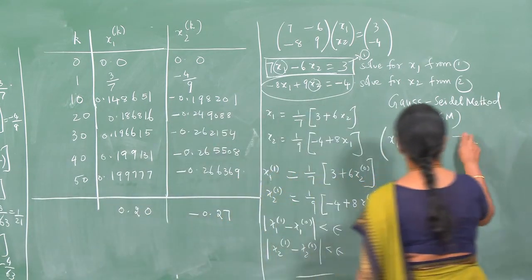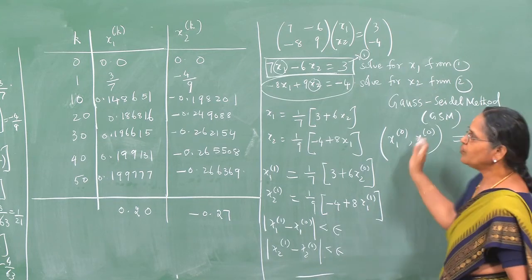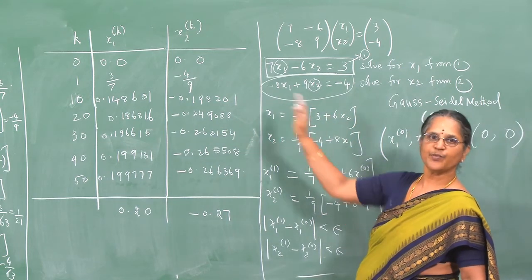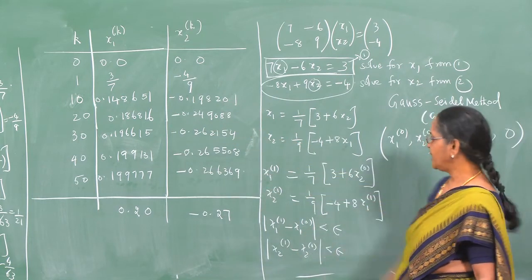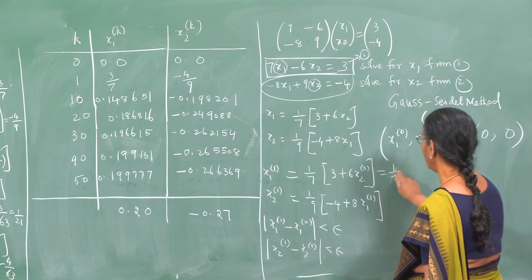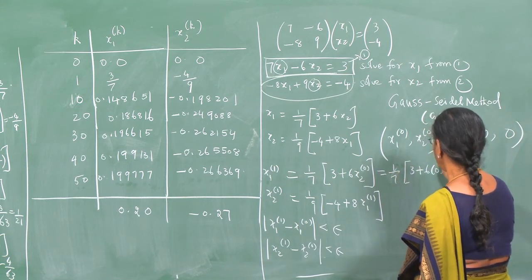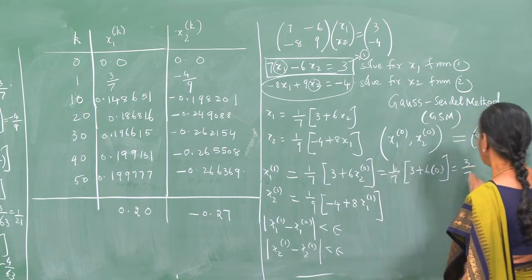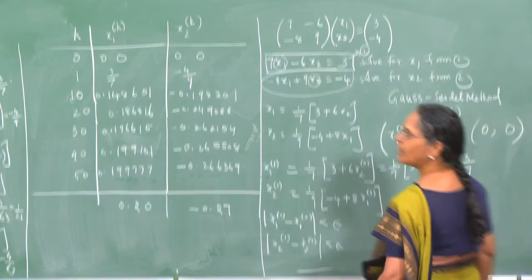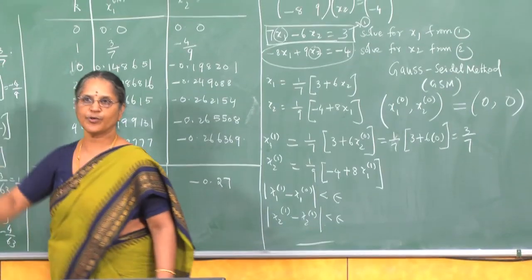If I take the initial approximation as 0, 0, because I would like to compare my solutions with the Gauss-Jacobi method, then at the first step what will I get? I get 1 by 7 into 3 plus 6 times x2 0, which is 0. So, it is 3 by 7, which is what we got for x1 1 using the Gauss-Jacobi method also.